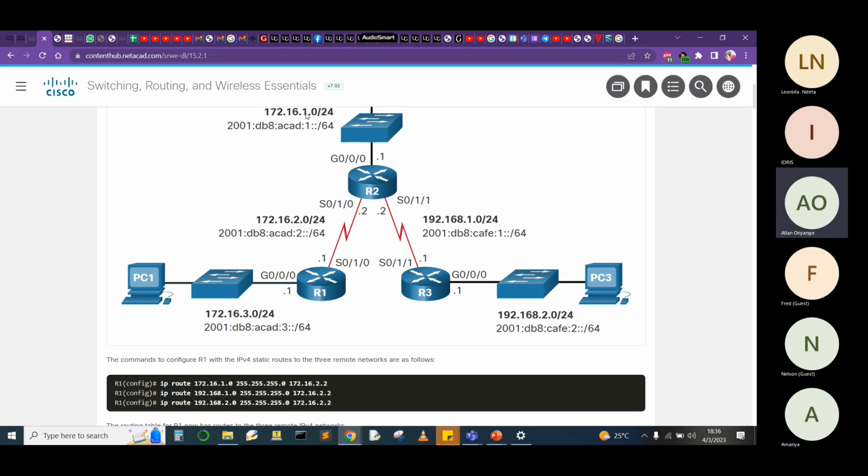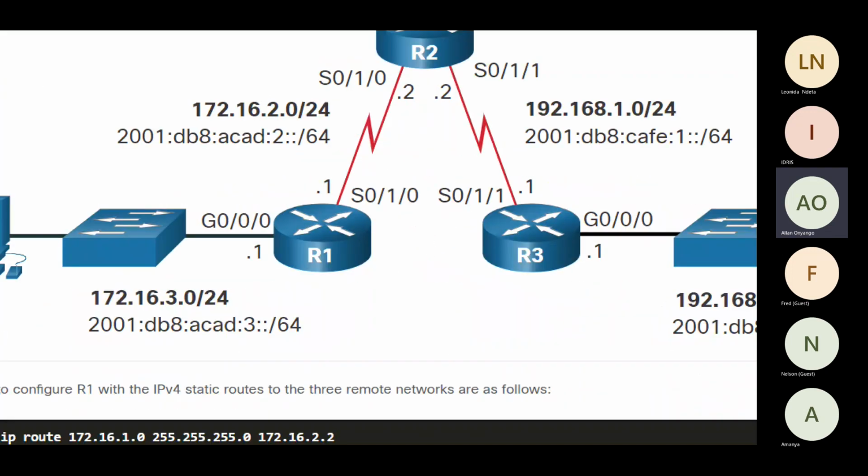The first one, 172.16.1.0, then we have 192.168.1.0 and 192.168.2.0. Because we are talking about the next hop static route, we use the next hop IP. And like I said, from R1 to any of those 3 remote networks, R1 must use the next hop, which is 172.16.2.2. And so let me just zoom in so that you can see the 3 static routes that R1 has added here.